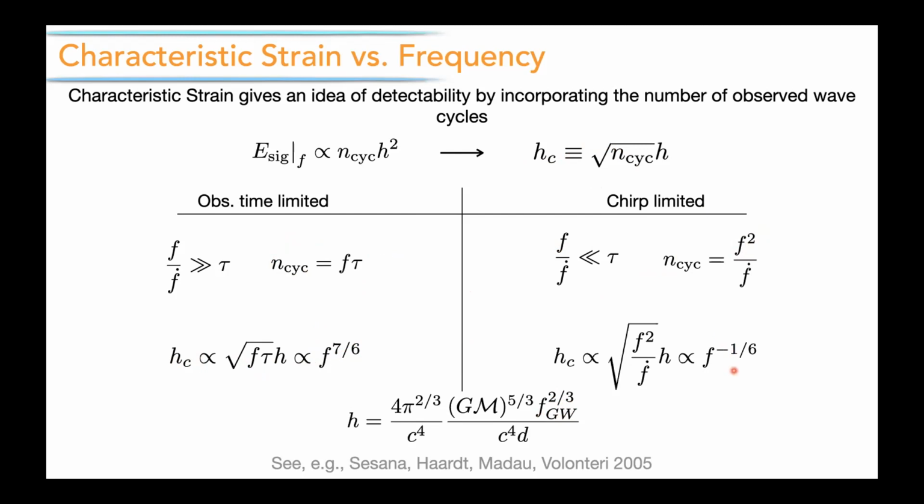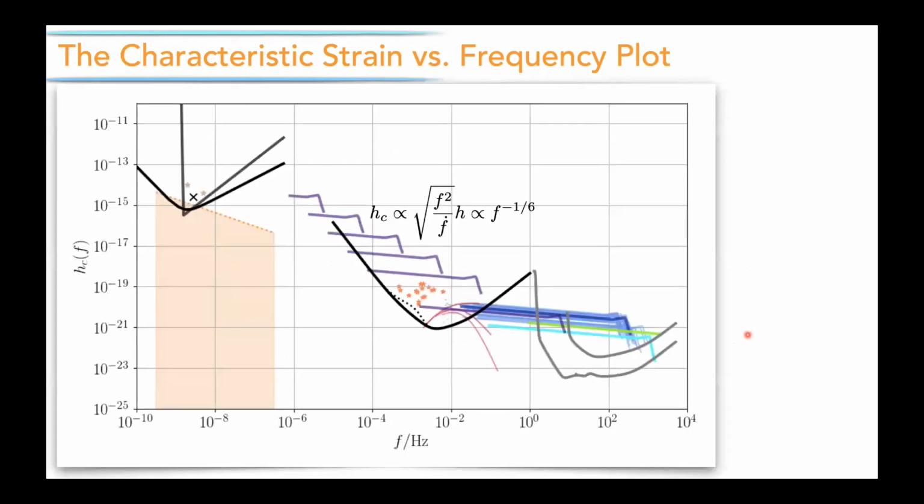So these decreasing characteristic strains versus frequency are occurring because, yes, the strain is intrinsically higher, but we're seeing it for fewer cycles at higher frequencies because it's evolving much more quickly. It's chirping very quickly through the frequency band. And so over time, as the binary black hole gets closer and closer, this characteristic strain decreases until it merges here at these little merger points.